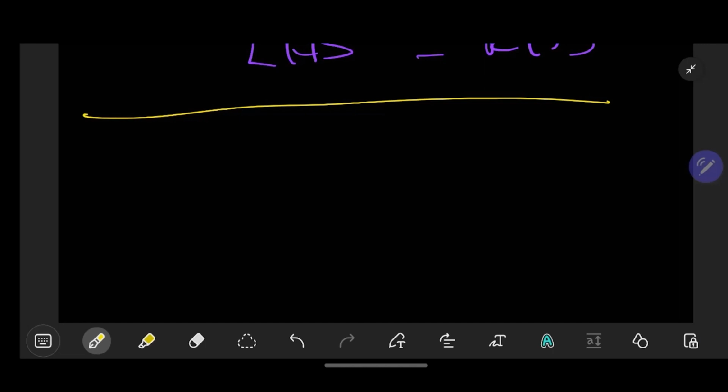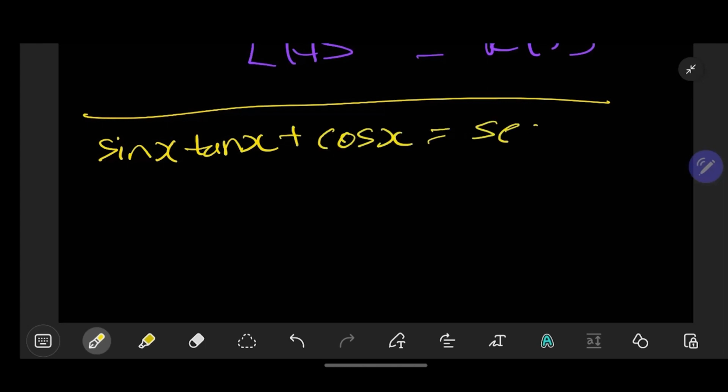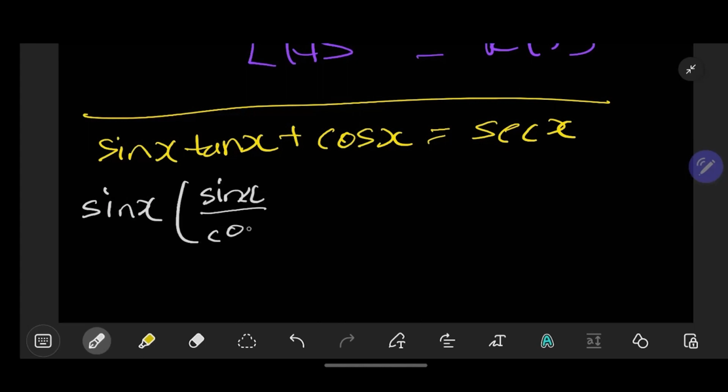Let's say we have sine x tan of x plus cos of x is equal to sec of x. So what do we do in this case? We know we need to work on one of the sides, the left hand side or the right hand side, and we need to make everything in terms of sine and cos. I'm going to choose the left hand side again. If we have sine of x, we're going to leave sine of x as is. If we have tan of x, we're now going to write this as sine of x over cos of x, plus cos of x, and I need to show that that's equal to sec of x.